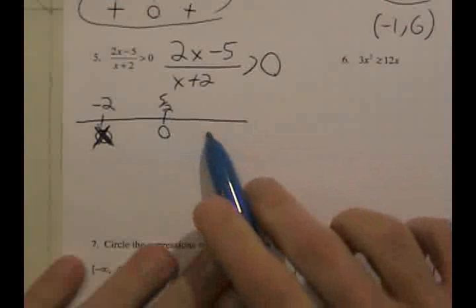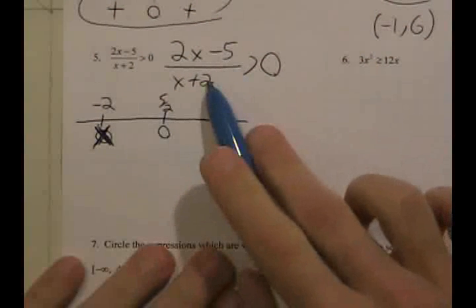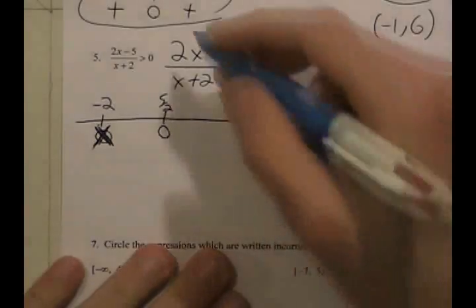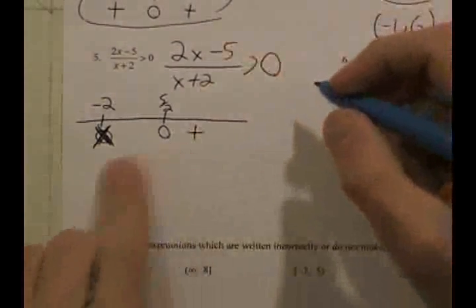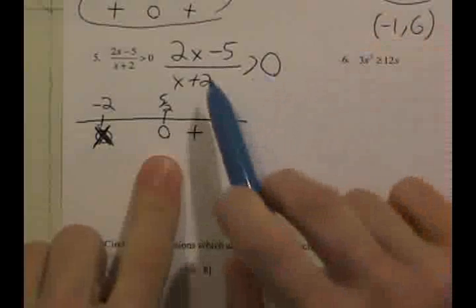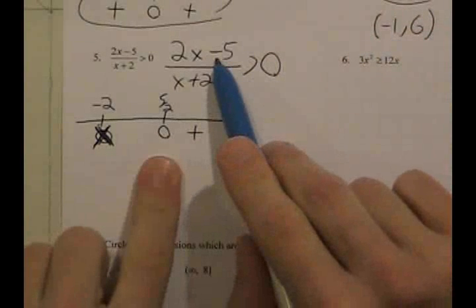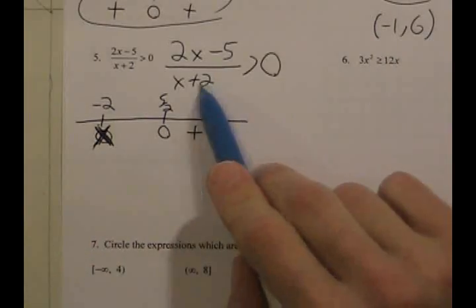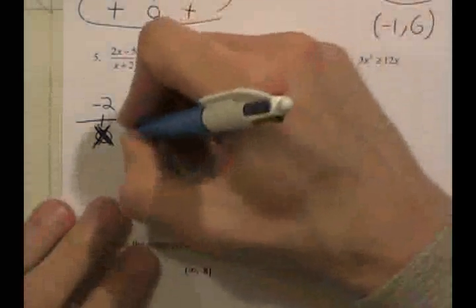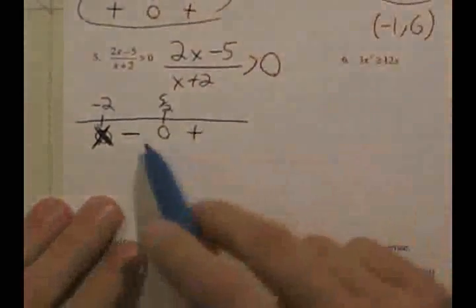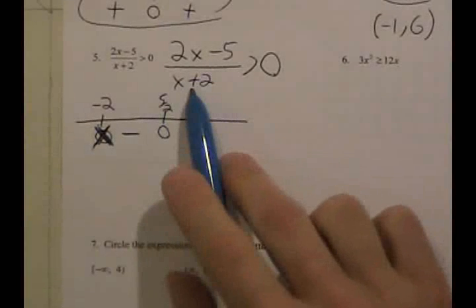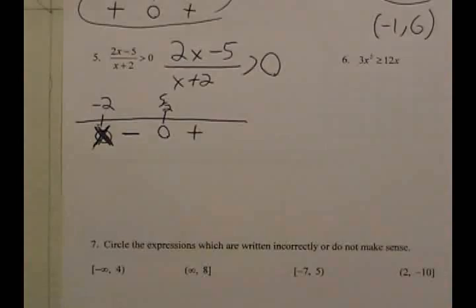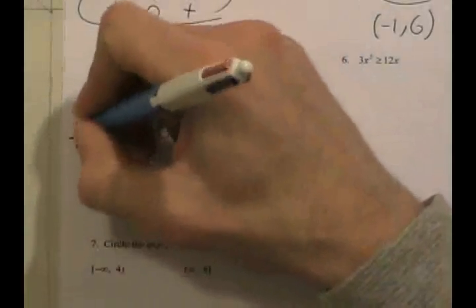If we plug in a large number, both the top and bottom will be positive. Hence the quotient will be positive, so I write a plus. If x is between minus 2 and 5 halves, the numerator will be negative, and the denominator will be positive. So when you divide them, you'll get a negative number. And when x is less than minus 2, both the top and bottom will be negative, and so when you divide them, we'll get positive.